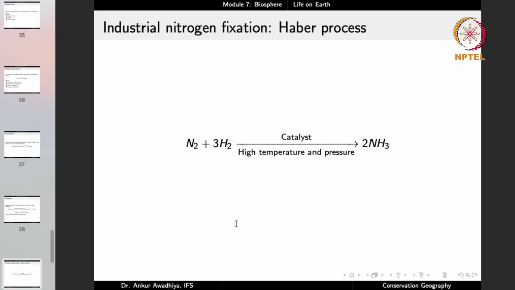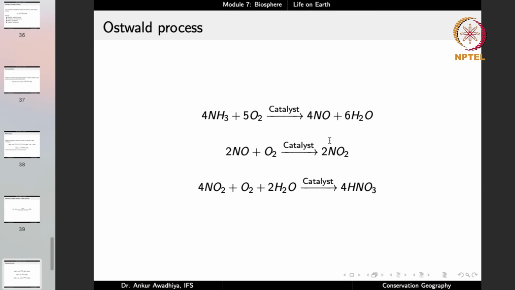Next, we have industrial nitrogen fixation, such as the Haber's process, where nitrogen and hydrogen are reacted together in the presence of a catalyst, high temperature and pressure, directly to get ammonia. We also have the Ostwald process. In this process, ammonia is oxidized, reacted with water to get nitric acid.